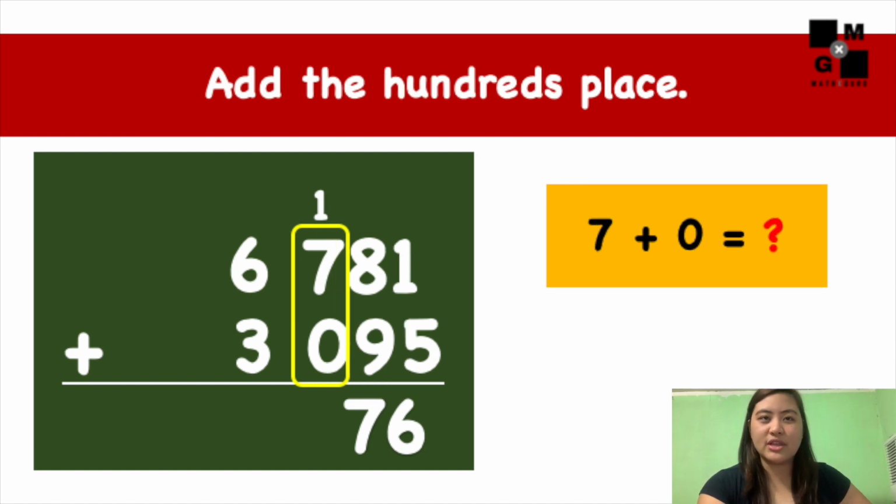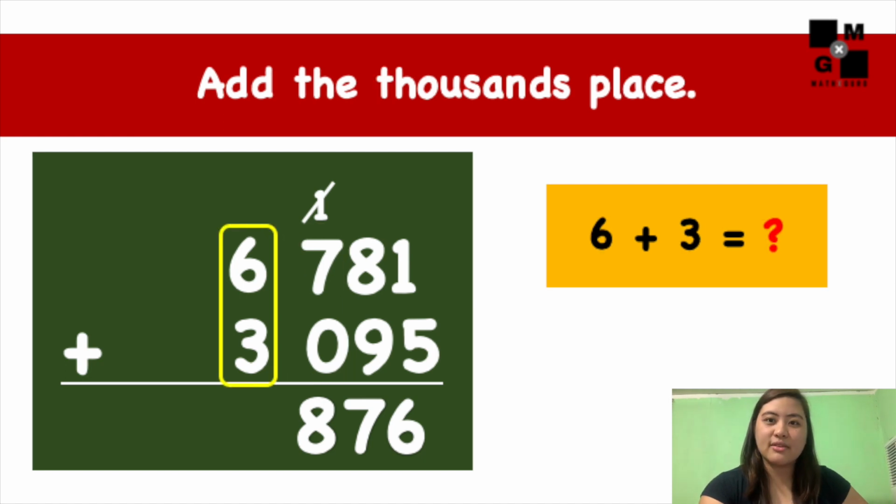So now we will continue adding the hundreds place. So 7 plus 0 will give you an answer of 7. But since we have a carryover a while ago from the tens place, which is 1, we need to add the answer 7 to the number at the top, which is 1. So 7 plus 1 will give you an answer of 8. Now, since we use the digit 1, we need to cancel it, indicating that we used the carryover already. And lastly, we will add the thousands place. So 6 plus 3 will give you an answer of 9. So put down the digit 9 under the thousands place.